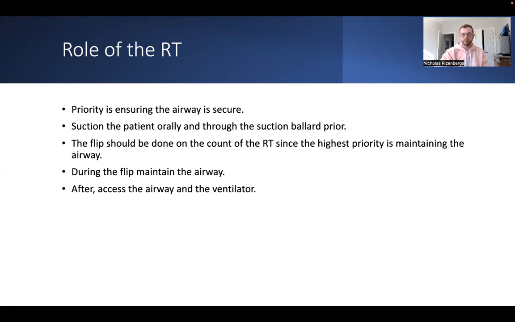If we lose a line, we lose a line. We can place another line. But if we lose an airway, we are in an emergent situation. That time is ticking. So during the flip, maintain the airway.